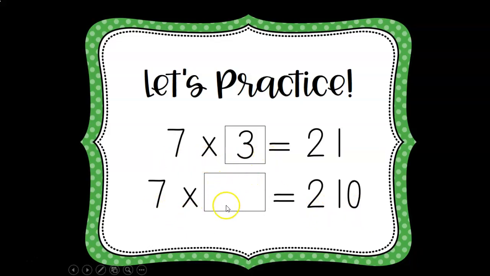So I know a 3 has to go here, but it just can't be a 3 because I have an extra 0. So 7 times 30, this problem has to have a 0 in it. 7 times 30 is 210.